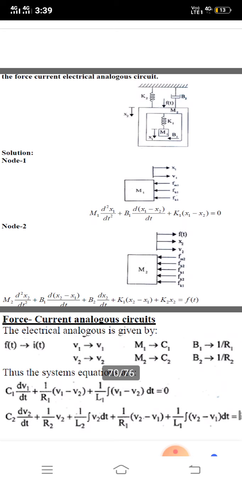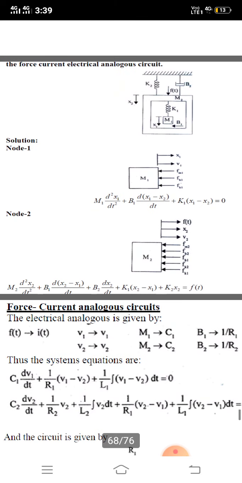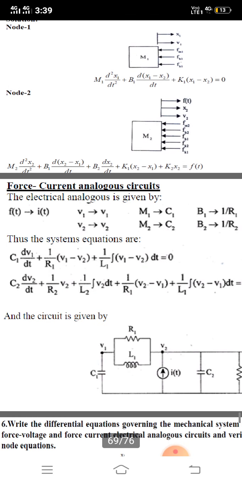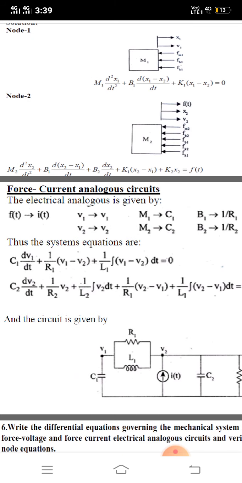For mass M2, the M1 mass is also built into M2, so all of the elements are connected across M2. I always say each and every mass has a self-opposing force. That opposing force for M2 is Fm2. Apart from Fm2, Fb2, Fb1, Fk2, and Fk1 are connected to this M2 mass. With this connection, we make the differential equation.